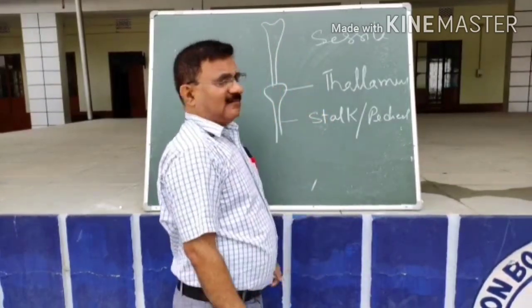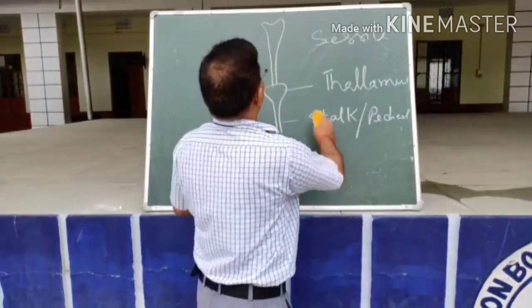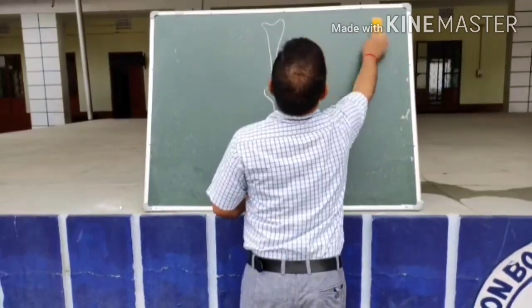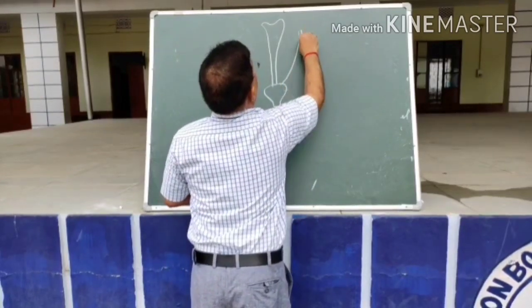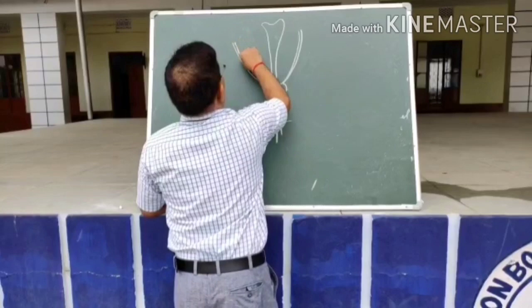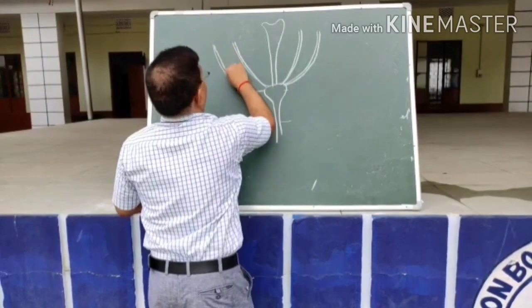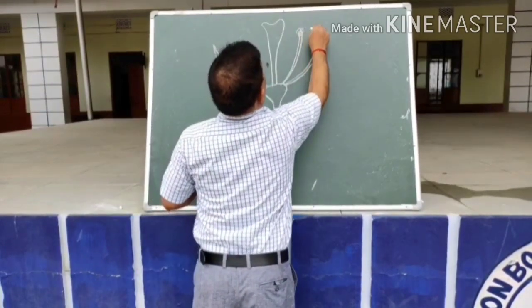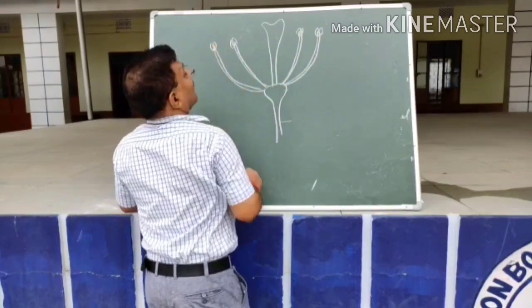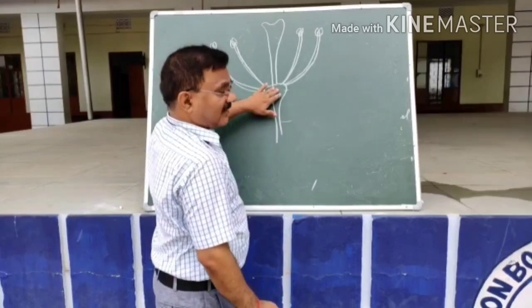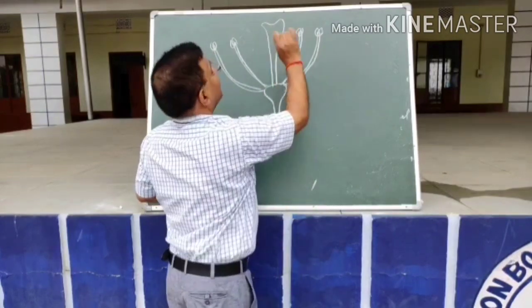This is the female part, and outside the female part, such type of parts are there. You can see the diagram. Such type of parts are there. And here, this way it is. And this is the thalamus, this is the stalk, this is the female part.